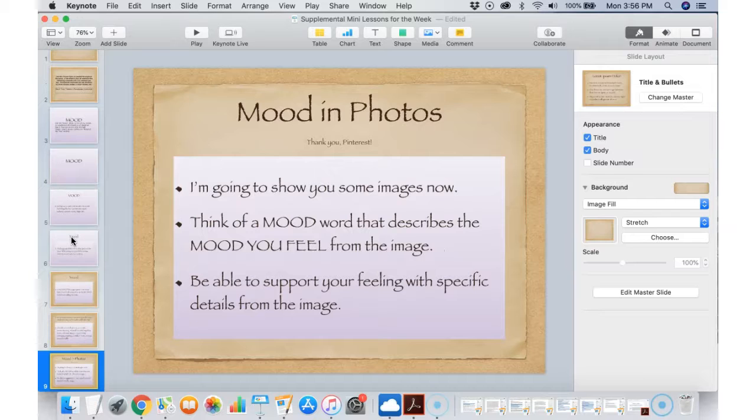Sometimes it's easier to think about mood when we see it in pictures. You can go to Google, you can go to Pinterest, you can go anywhere you want online and find images, photographs that create a certain mood. I'm going to show you some images now, and I want you to think of a mood that describes what you feel about the image. There's not always one right or one wrong answer because it's a feeling and feelings are complicated. We're also going to look at how to support your feeling with specific details from the image.